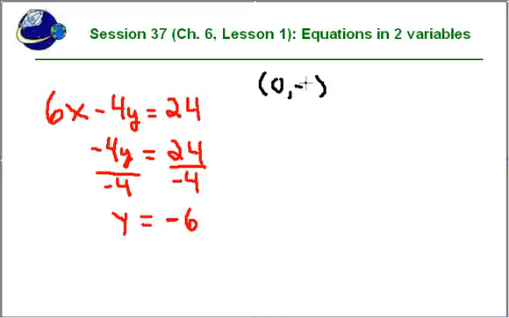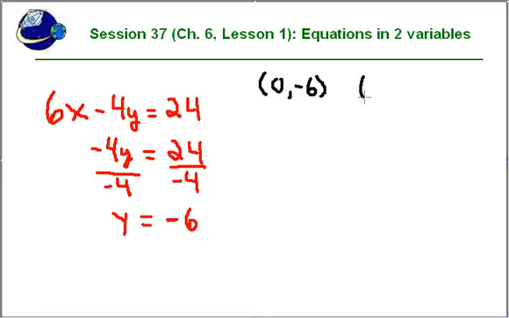So let's go ahead and put that in our ordered pair and see if our math is, in fact, correct here. Let's see if 0 comma minus 6 is a solution to this problem. We'll put a 0 in here for x. 0 times 6 is 0, so there's nothing there. Let's stick in a minus 6 here for y. Minus 6 times a minus 4 is a positive 24. Positive 24 does equal 24. So this is, in fact, a solution to the problem.